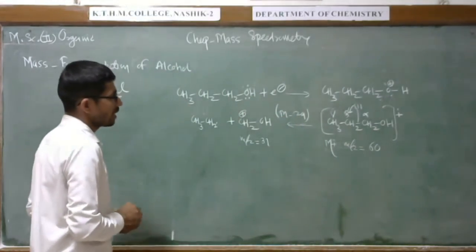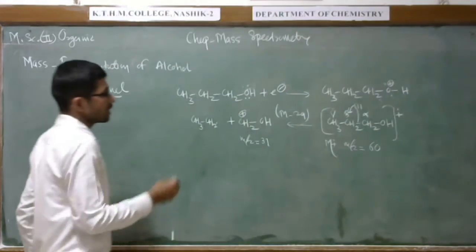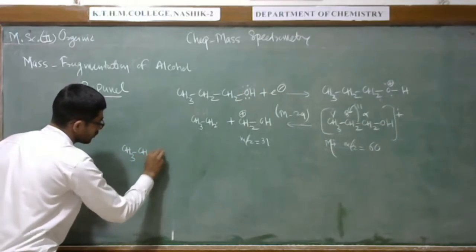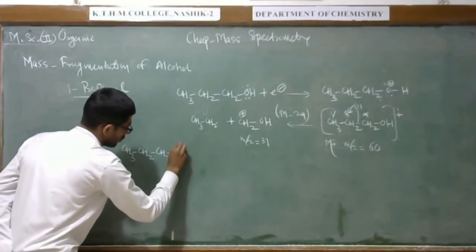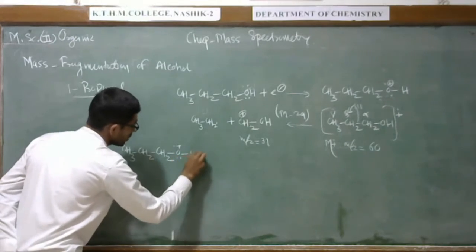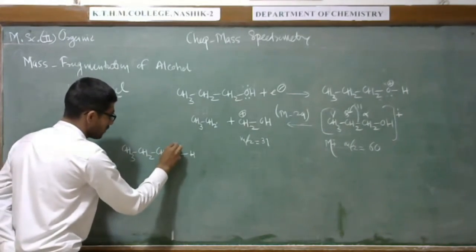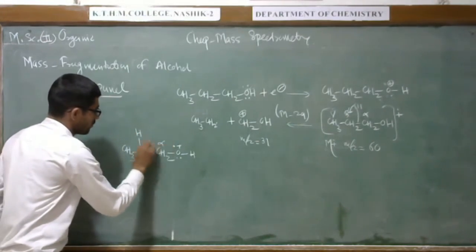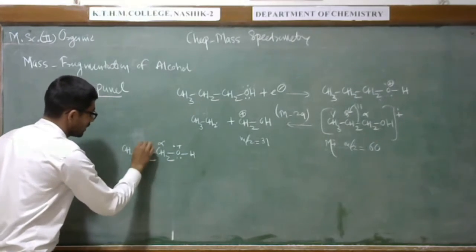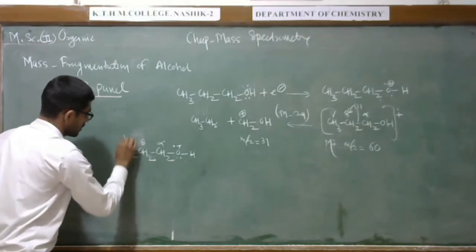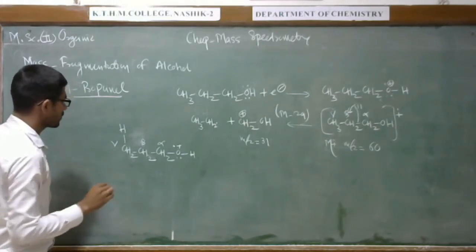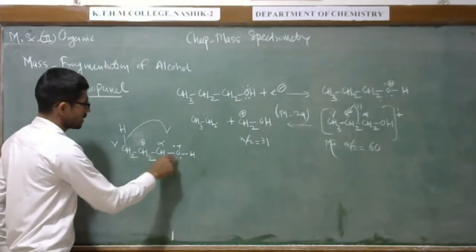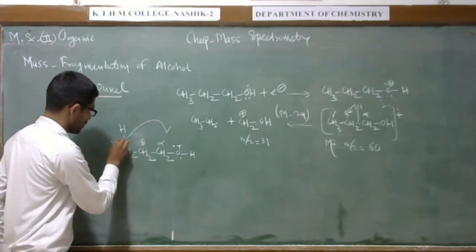Also in this primary alcohol there is a gamma hydrogen. So we can observe like this: CH3, CH2, CH2. This is the molecular ion peak. From this molecular ion peak, we can show the alpha, beta, and this is the gamma hydrogen. So when gamma hydrogen is present, this gamma hydrogen is attracted like this by this alcohol oxygen.